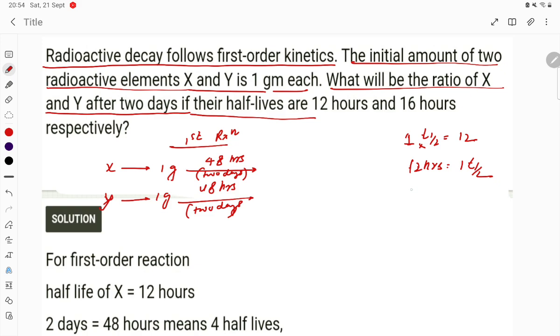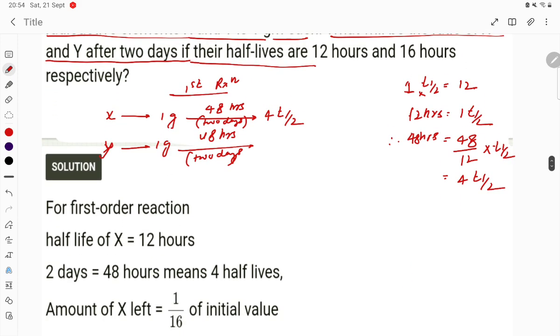So how many hours do we have? Total hours is 48 hours. Therefore 48 hours is equal to 48 divided by 12 into T1/2. So it will come to 4 T1/2. So it is equal to 4 T1/2 for X.